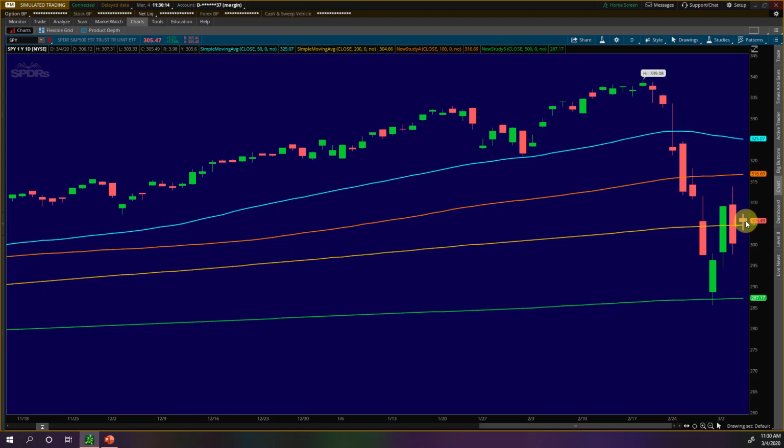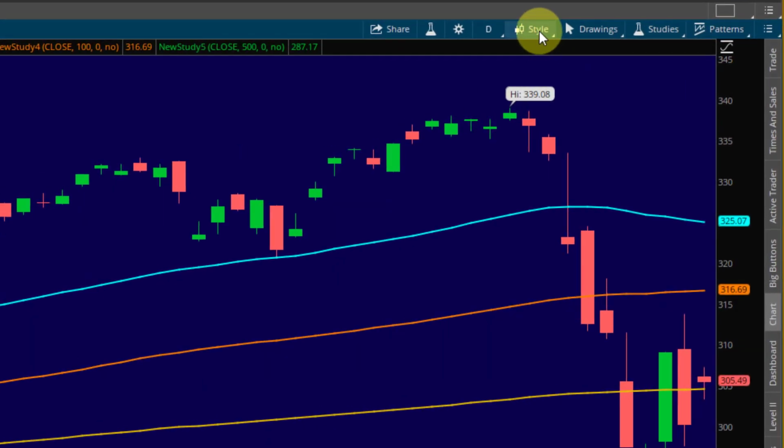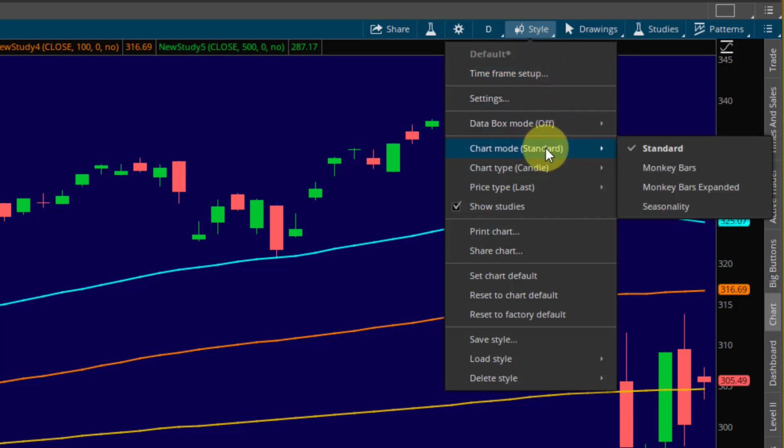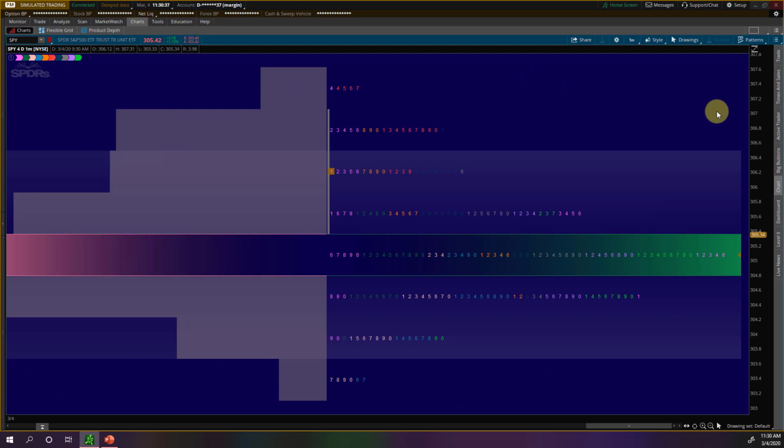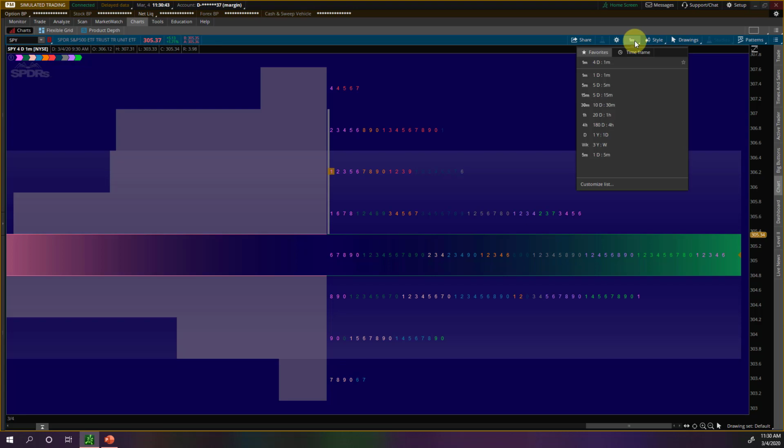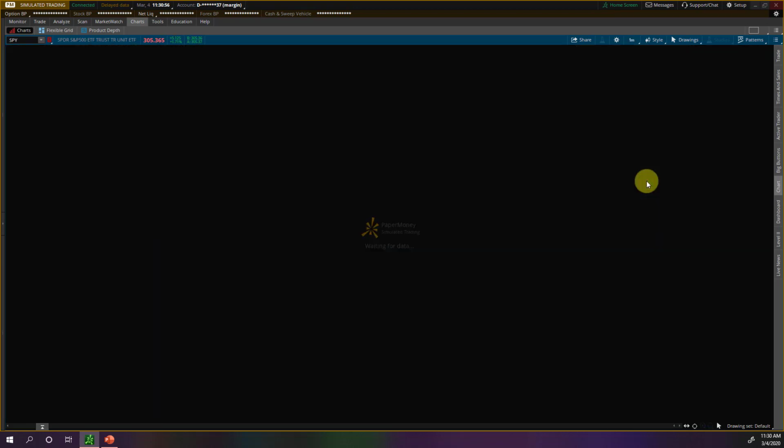So the way we do that in Thinkorswim is we come up here to Style, click there, and then right down here where it says Chart Mode, you want to select Monkey Bars. Choose that, and there we go. Now you can also choose different time frames. I'm going to choose 1-minute periods just for this video so we can see the changes more rapidly. But we can also look at a number of days. So if I want to go back for 5 days or 10 days and make comparisons, I could do that as well.